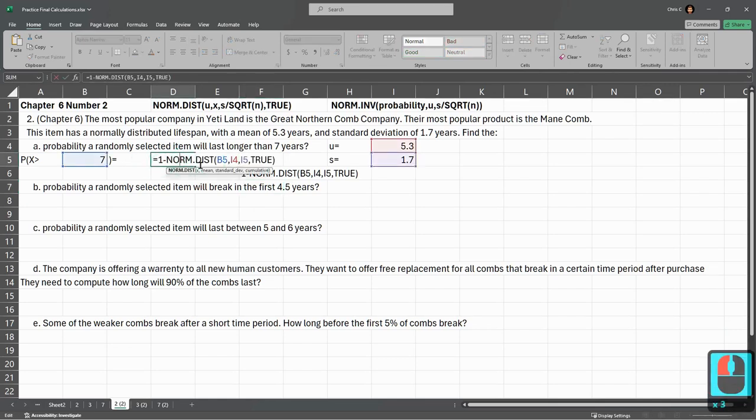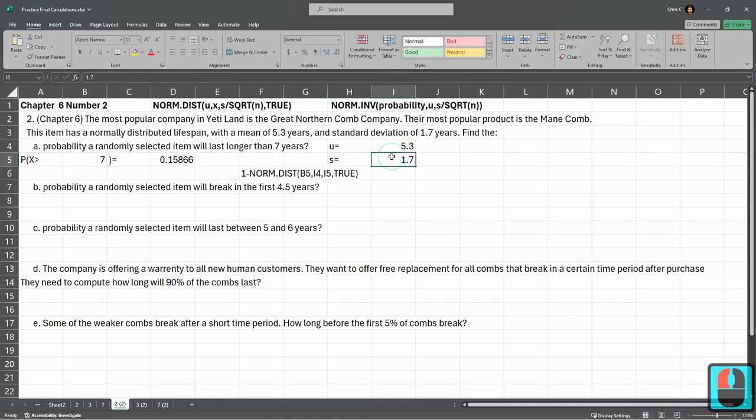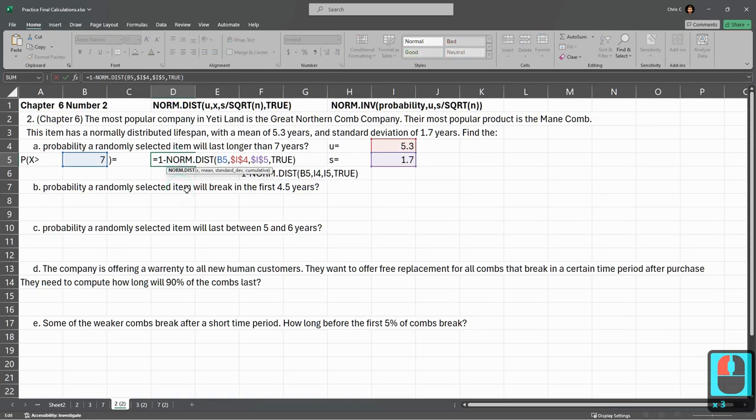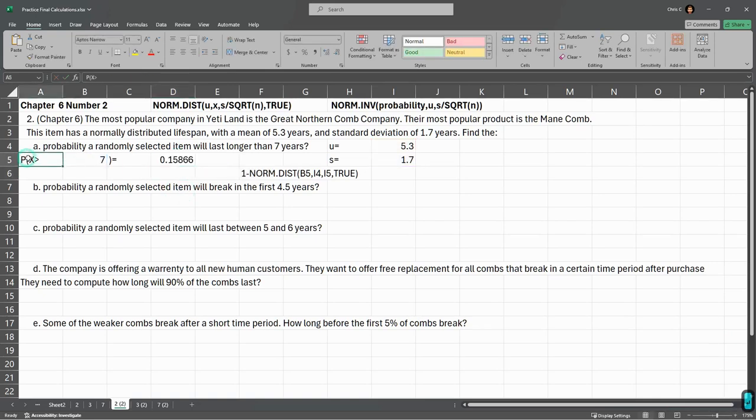Okay, I want to reuse this down below. What's going to change is the X value, but what is not going to change is the standard deviation and the mean. So I want to lock these in. I'm putting dollar signs in front of both the letter, which is the column, and the number, which is the row. So it's going to lock in the red and the purple here, so it's not going to change those. All right, so there's our first computation.